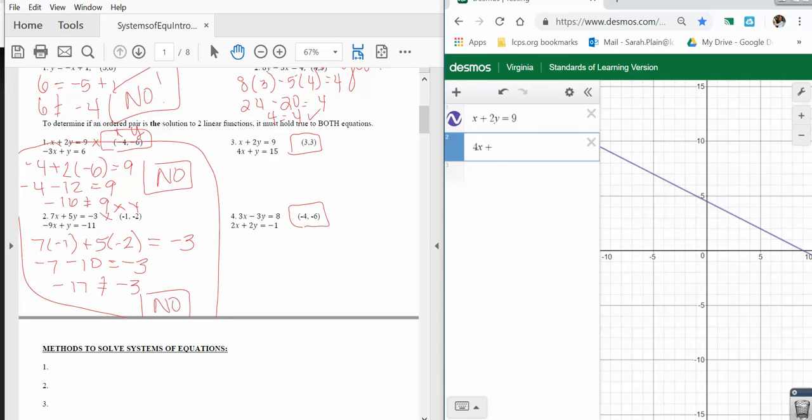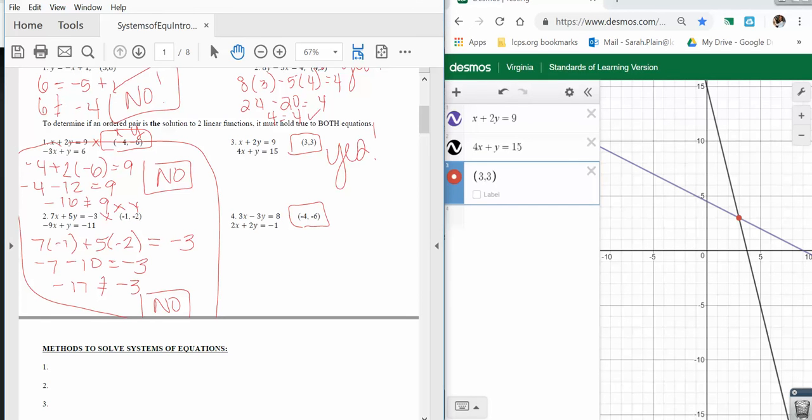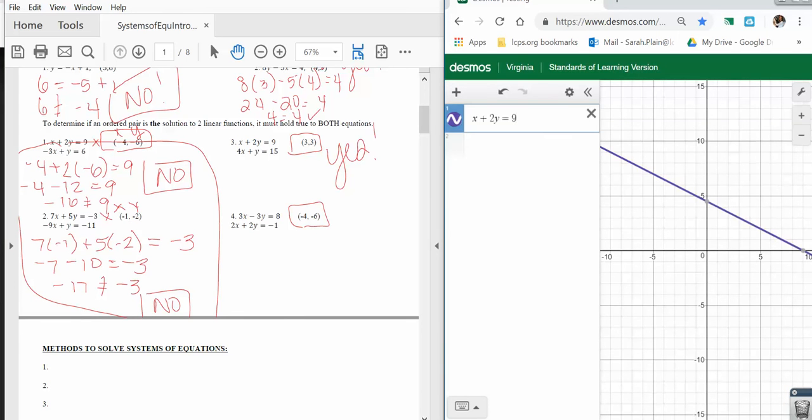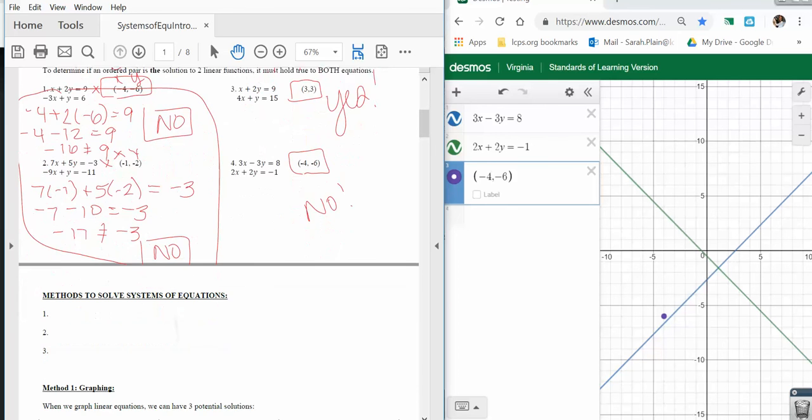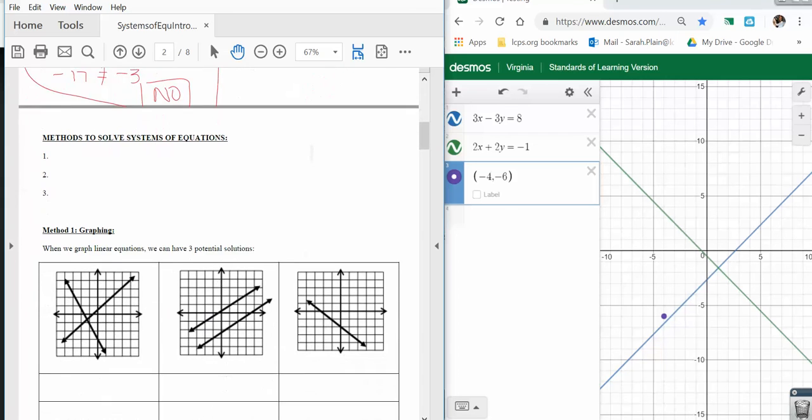So I'm going to go ahead and do this through Desmos. I'm going to plot (3, 3). Notice the red point (3, 3) is where those two lines intersect. So I should have said yes for number 3. And if I quickly do example 4 and put in (-4, -6), notice it's not on either one, so I should have said no. Okay? So hopefully you're okay with this, and if you're good, go ahead and flip your paper.